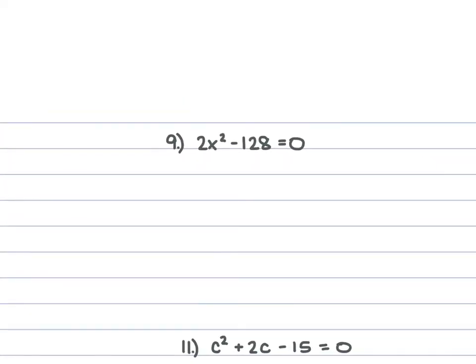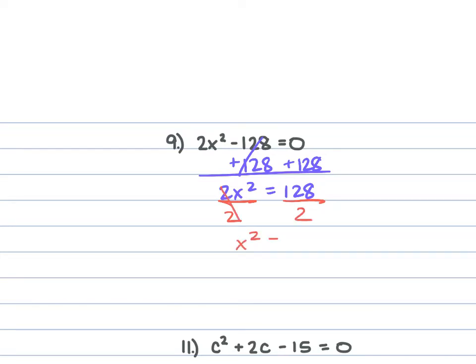For 9, we have 2x squared minus 128 is equal to 0. So then we're going to move the 128 over to add it to both sides. We have 2x squared is equal to 128. We divide each side by the 2 and get that x squared is equal to 64. From here, we take the square root of both sides, so x is equal to plus or minus 8.